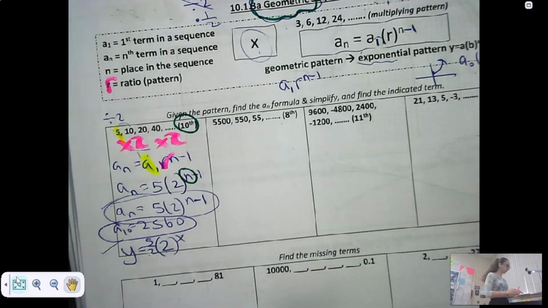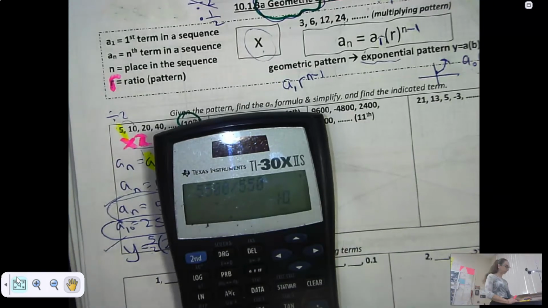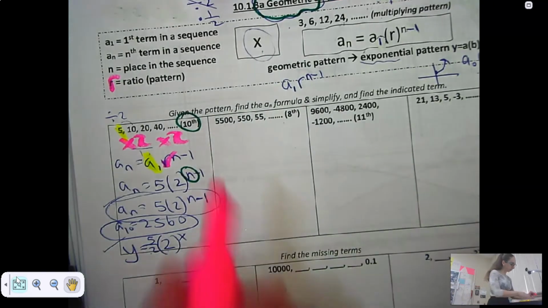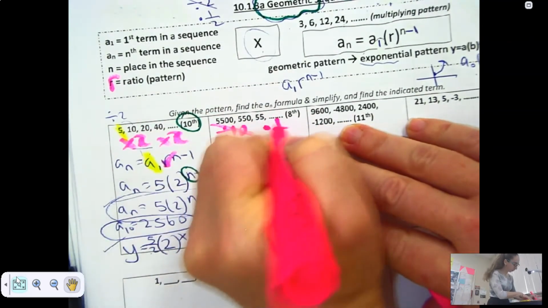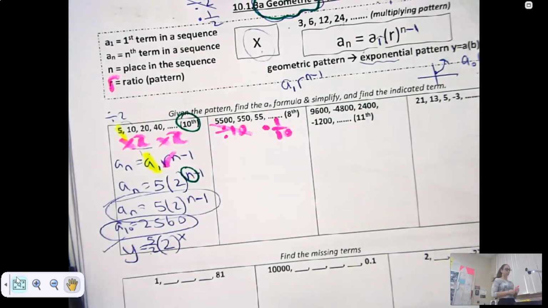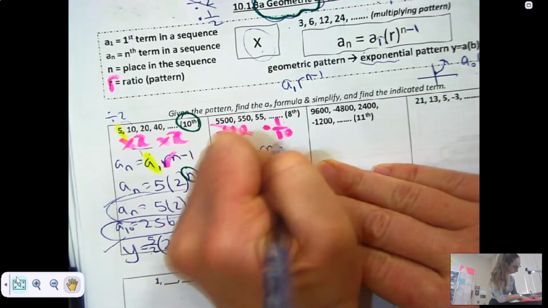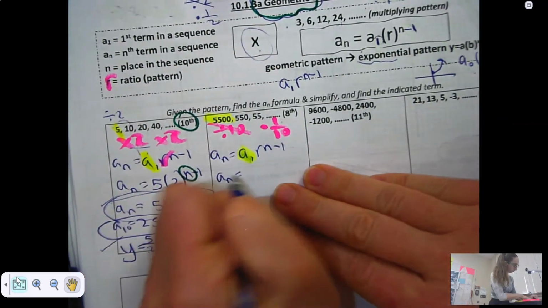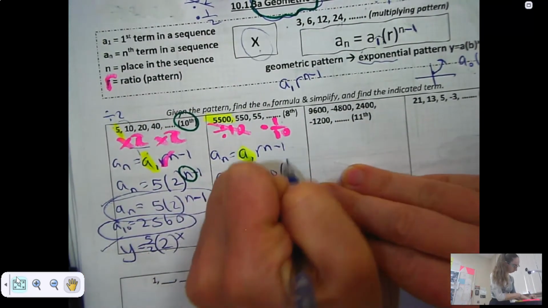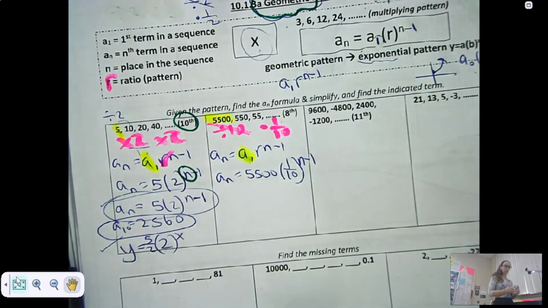Okay. Next one, what am I doing here? And some of you go, I don't know. Dividing is so much more difficult to me. So I can use my little calculator. And it tells me 10. Okay? So that means I'm dividing by 10. But I don't write divide by 10. I write times 1/10. That is my R. That is my ratio. Write down the pattern. Take the first term, plug it in. Take the ratio, plug it in. That is my explicit rule.